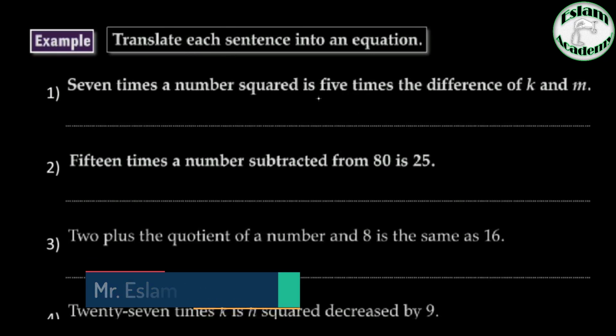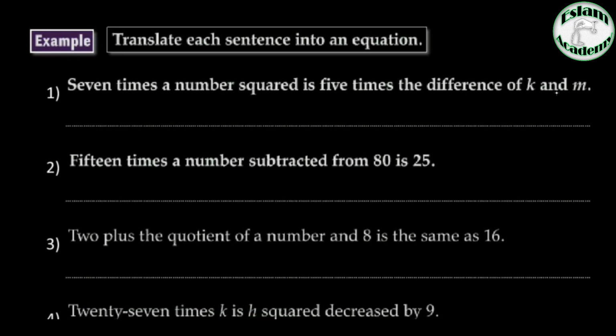7 times a number squared is 5 times the difference of k and m. 7 times a number squared, as we said before, will be 7 times a number squared. This number will be x squared, or you can represent it as y, a, or any variable, which is equal to 5 times the difference. So we write 5 times the difference, meaning we have an operation inside the bracket, and the sign now will be minus, the difference of k and m. So we write k and m.